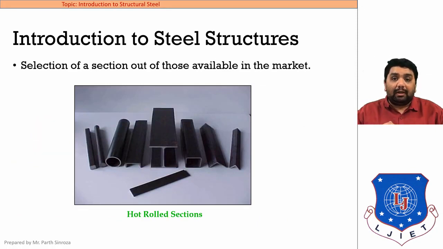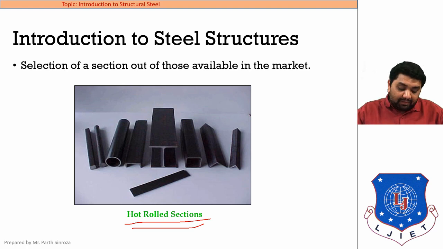Next are the sections that are available to us. These are called hot rolled sections. In our IS code also, IS 800:2007, which we will be using from the next lecture onwards, two things are mentioned: first hot rolled sections and second cold formed sections. Hot rolled sections, as the name suggests, are made by heating up the material and giving it shape. In cold formed steel, heat is not provided, and the shaping is done in the cold state.